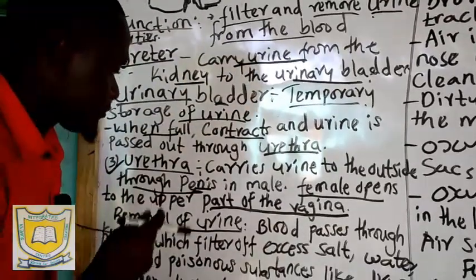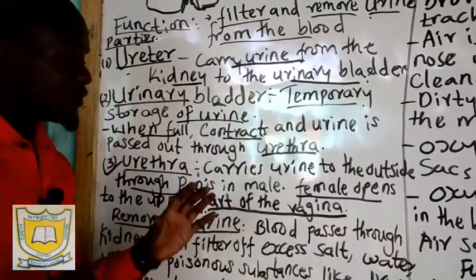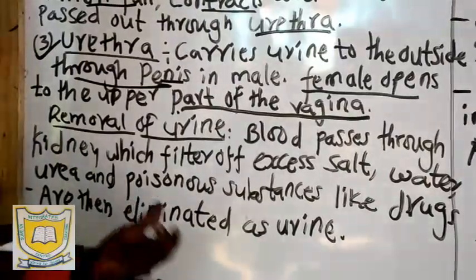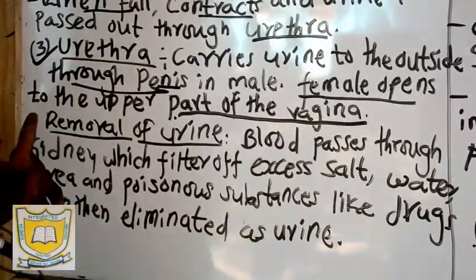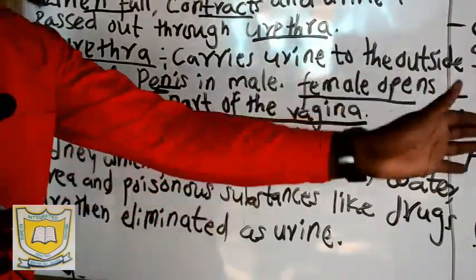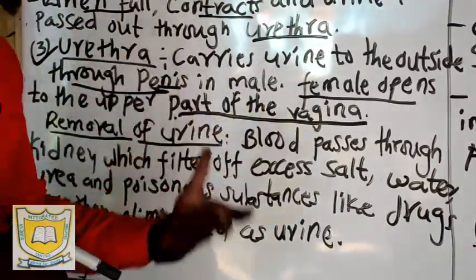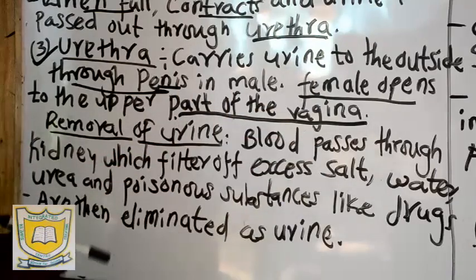We move to removal of urine. Here we are going to discuss how urine is formed from the blood until it is taken outside. We are also going to discuss the substances that are transported to the outside. What are these substances that are excreted?